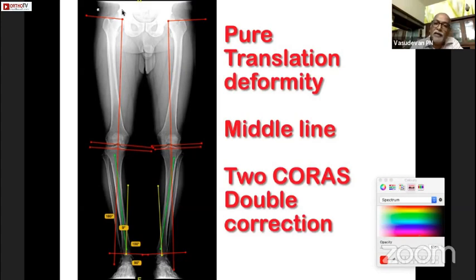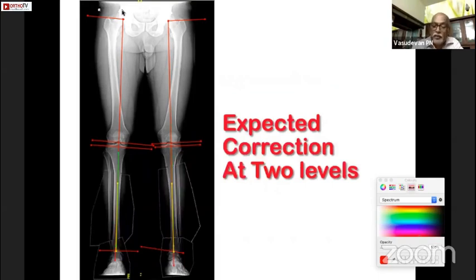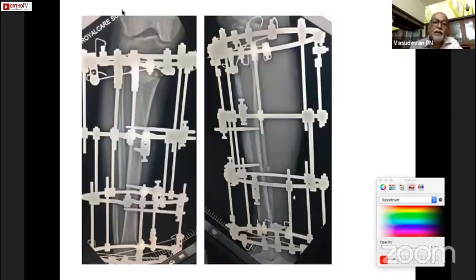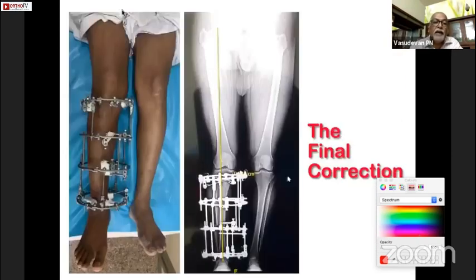So I have decided on a middle line and planned to do two CORAs and a double correction. And that is how I plan. You can see the original X-ray, and that's the planning. So with a two-level correction, I can perfectly align this limb and correct this translation. So that a translation can be corrected by double angulations. That is the upper tibial correction, that is the distal tibial correction, and that is the final goal.